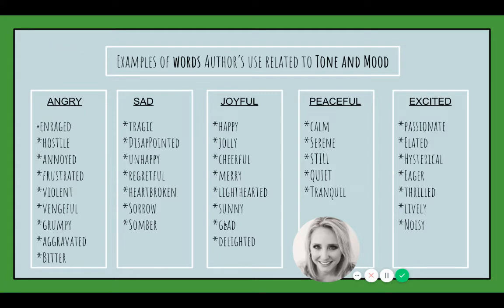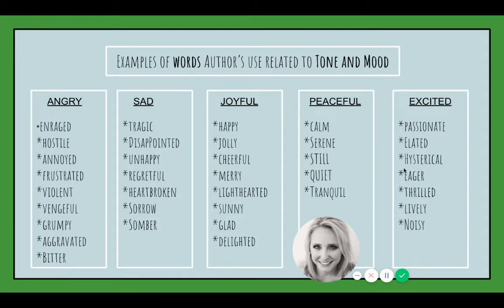Joyful. I love the idea of using the word sunny as joyful. We talked about multiple meaning words several days back. I think of sunny as the sun in the cloud, but when somebody has a sunny personality or the author is trying to create a sunny, joyful, merry, happy, jolly, cheerful mood and tone, they might use that word. I love the word tranquil and serene. It means calm. Noisy. A lot of times if something is noisy, there's an excited environment.